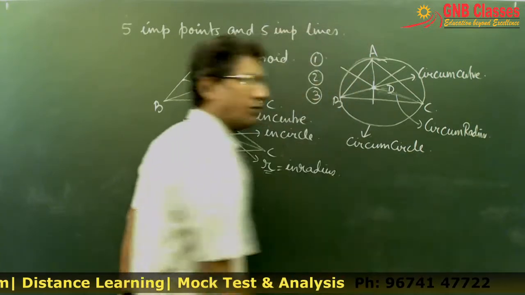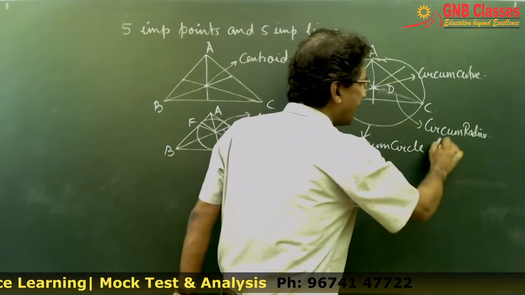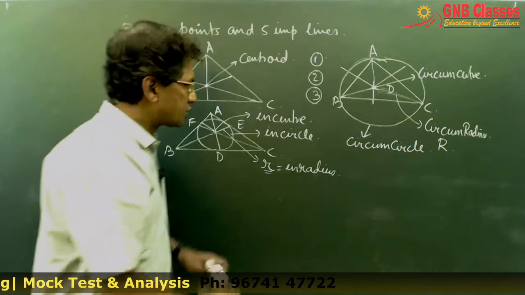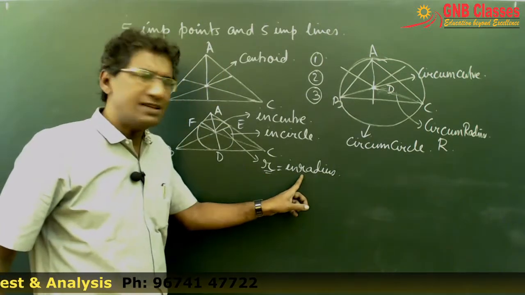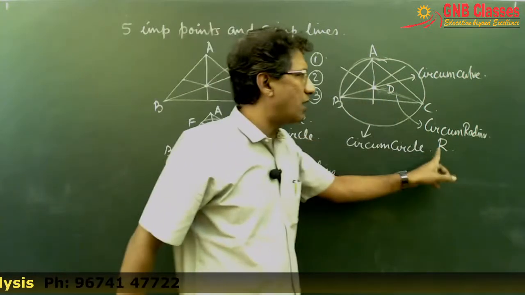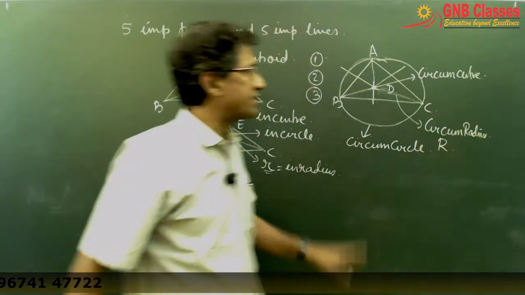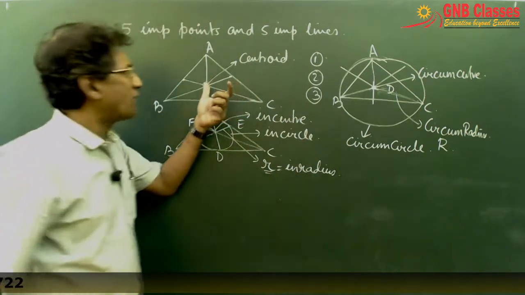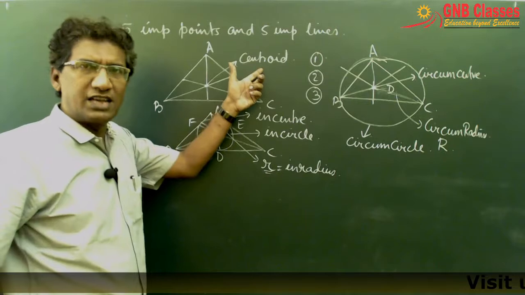Circumradius. Is it clear to all of you? Generally it is denoted by capital R. Small r represents the inradius and the capital R represents the circumradius. Is it clear? So, first one we have learned what is a centroid.